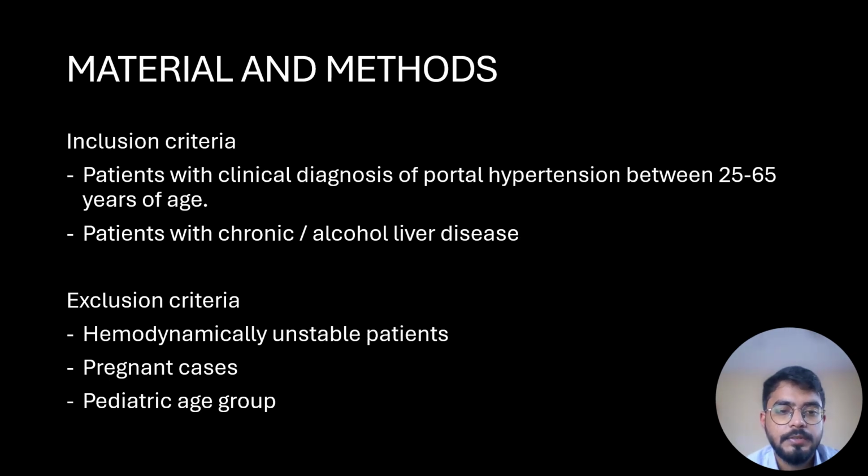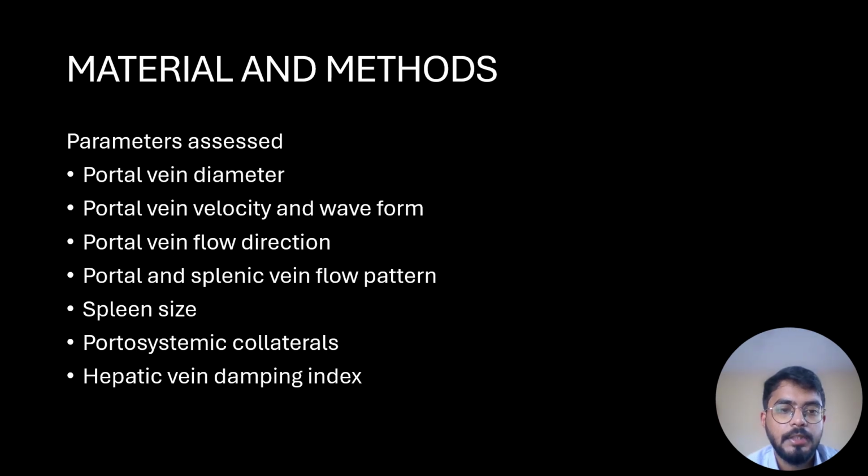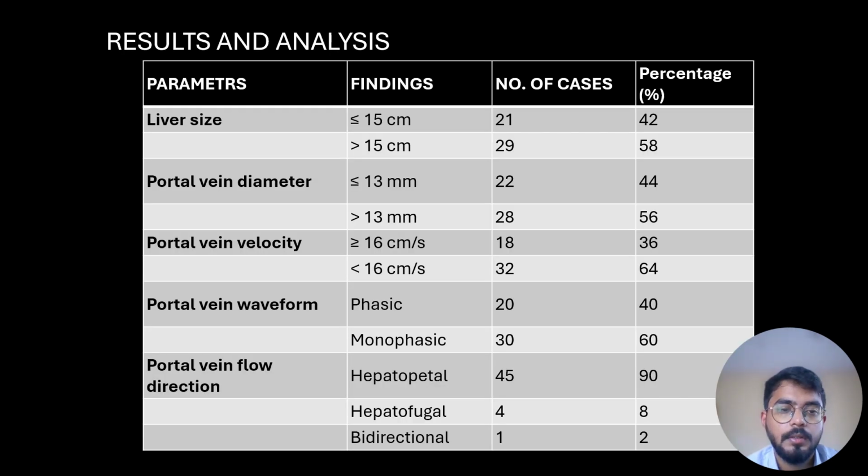Inclusion criteria: patients with clinical diagnosis of portal hypertension between 25 to 65 years of age, patients with chronic or alcoholic liver disease. Exclusion criteria: hemodynamically unstable patients, pregnant cases, pediatric age group. Parameters assessed are portal vein diameter, portal vein velocity and waveform, portal vein flow direction, portal and splenic vein flow pattern, spleen size, portosystemic collaterals, hepatic vein damping index.